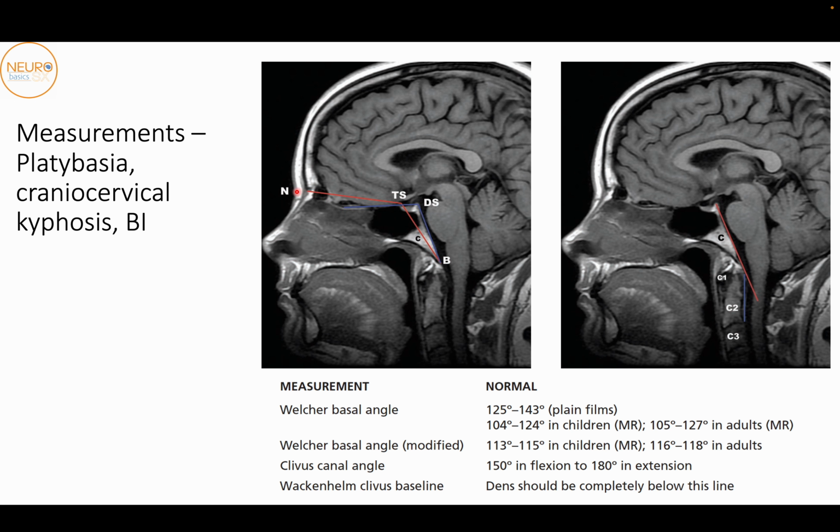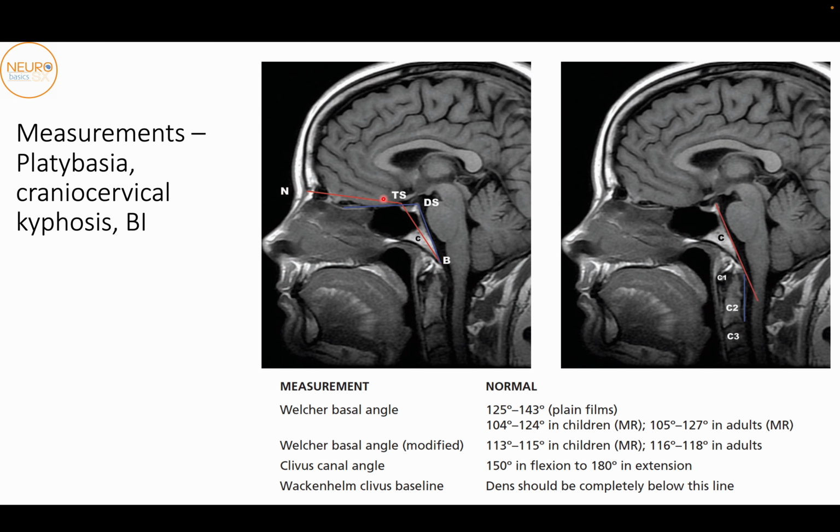Right? So the Welcher basal angle was first described actually for X-rays. So this was done through a line which extended from the nasion to the tuberculum sella, and another line which extended from the tuberculum sella to the basion. Now that was done on plain X-rays.